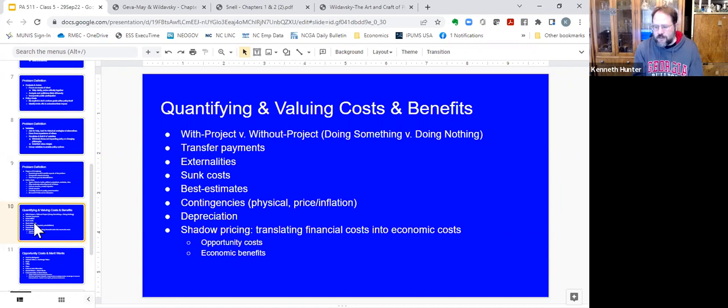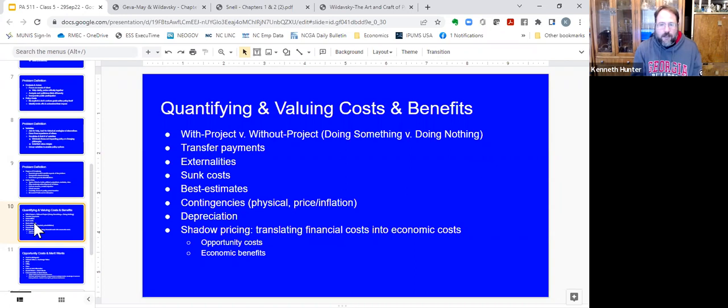Then, of course, there is the issue of shadow pricing, which is where we translate financial cost into economic cost. Again, we talked about opportunity cost. If you choose to spend $1 on one thing, you've got a fixed amount of money. You're taking $1 and choosing to spend it on one thing. You don't have the ability to spend it on something else. And so those opportunity costs are there, and they have to be part of your consideration.